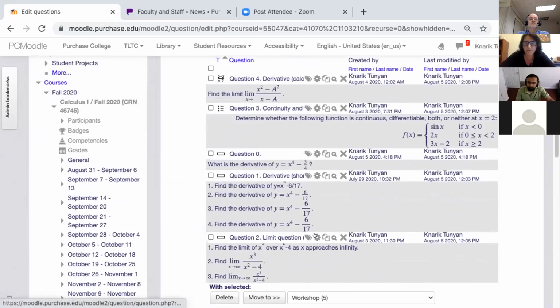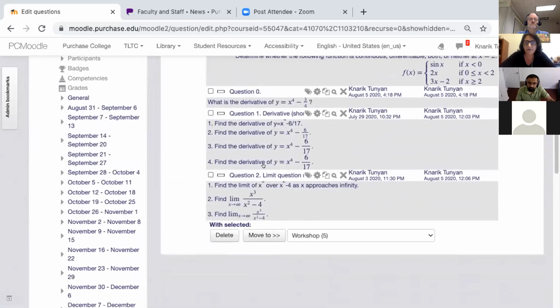Question 2, for example, this is a limit question. Here's this question 2. It's again a short answer question. Now find the limit of x cubed over x squared minus 4 as x approaches infinity. It's written as if we would say it at the board, but mathematically written, it can be find the limit. It's written in this way, or you can see as x approaches infinity is next to the limit and the fraction is a little small.